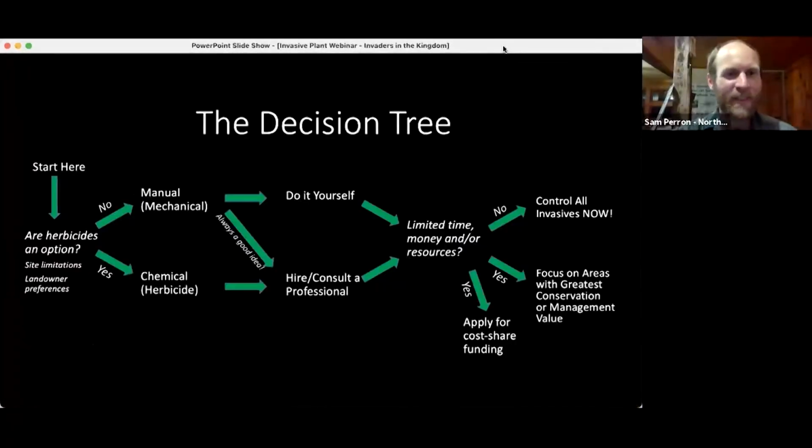So moving on to a couple of tools. One tool that I use to start the process, figuring out how we're going to deal with an invasive plant problem, I call it the decision tree. And this addresses a couple of the big questions that you're going to need to work through as you make a plan. So one of your big questions that you're initially going to have to tackle is whether or not you have the option of using chemicals, of using herbicides to control invasive plants in your situation.